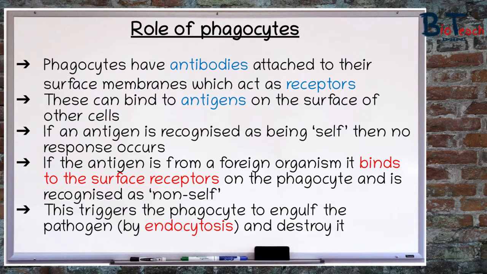If we recognise an antigen as being self, as in our own antigens, then no response will occur. There is no need to mount an immune system response. But if it is a foreign organism with its foreign antigens, then it will bind to the surface receptors of the phagocyte and it will be recognised as non-self. It effectively triggers the phagocyte to begin the process of phagocytosis and start to destroy that particular antigen.